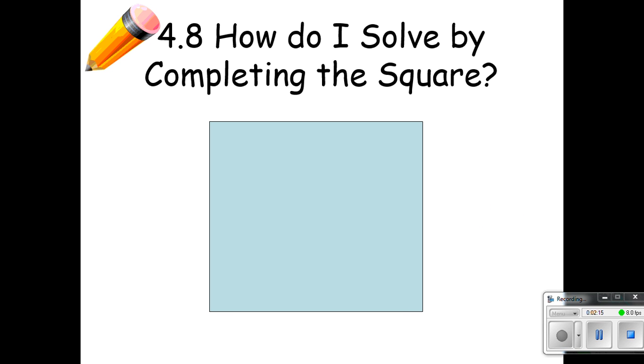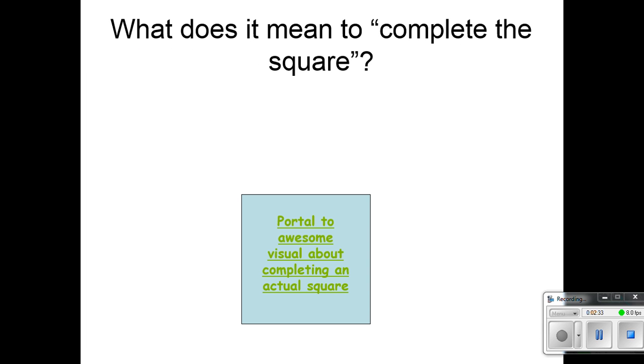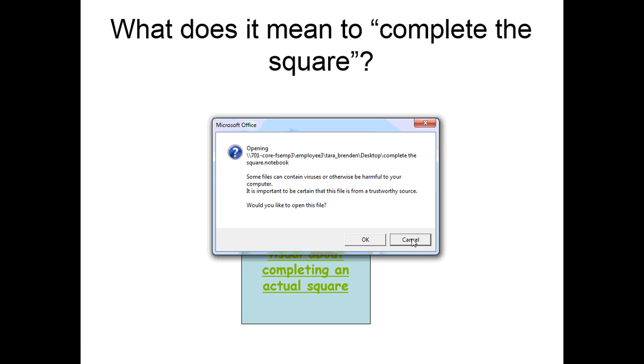So the key question today that I need you to write down is, how do I solve by completing the square? So write this down so that we can go into the visual representation of what it means to complete the square. So now that you have that written down, I'm going to take you to this portal to an awesome visual about completing the square.